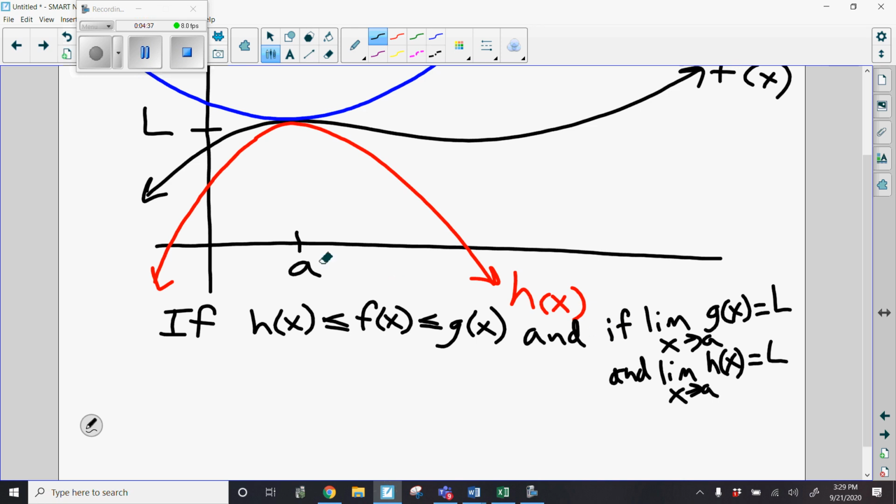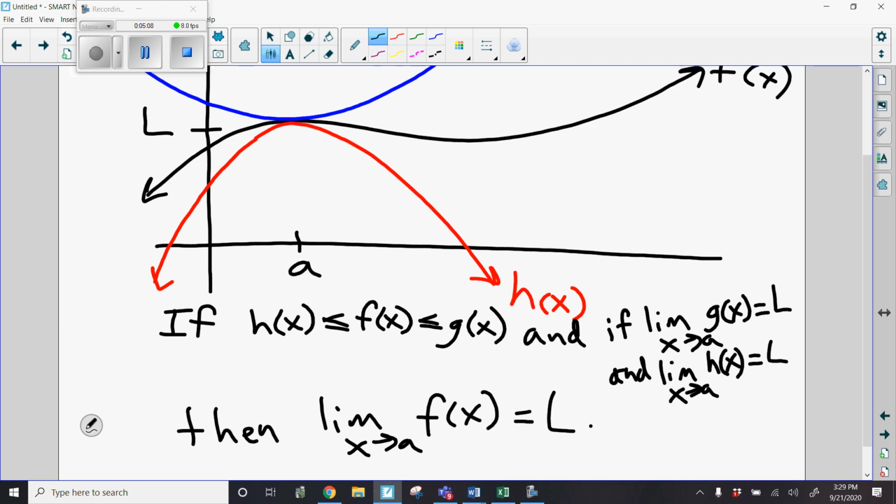So on g, as I get closer and closer to A, I keep getting closer and closer to L. But same with h. As I'm approaching h from the left and right, I'm approaching this value L. Then we can guarantee that the limit as x goes to A of f of x must also equal L.